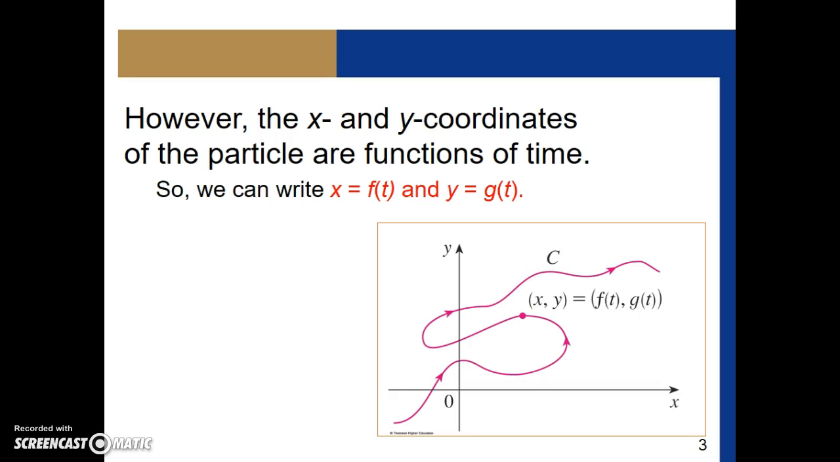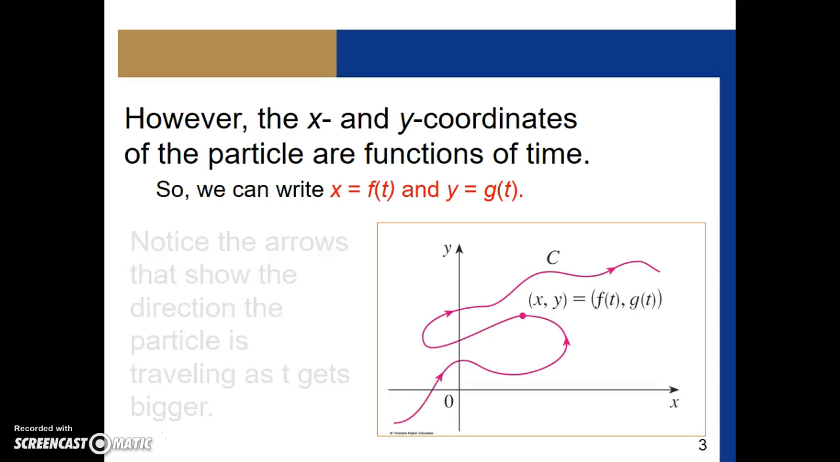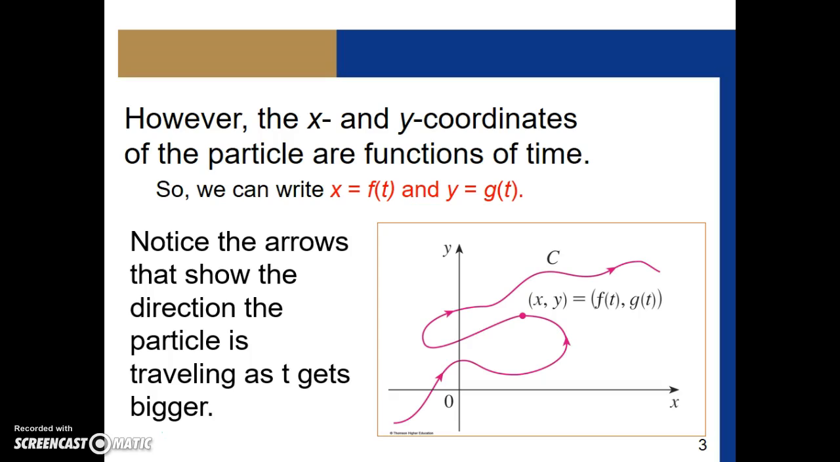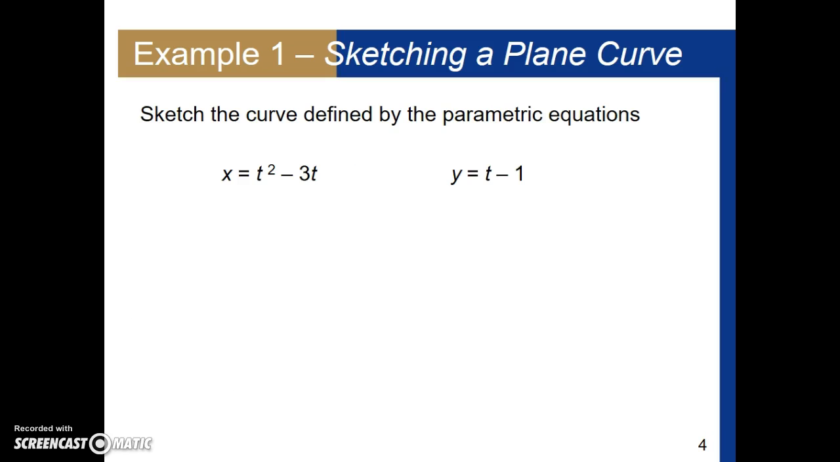So the x and y coordinates of the particle are functions of time. That's why we use t. We also see parametric functions that are functions of angle measures. So we could have a parameter of theta. That's why I said theta is also a parameter that we can use. But by and large, I believe we'll use t. So we can write x is a function of t. We'll call it f of t. Y is a function of t. We'll call it g of t. And the arrows show the direction that the particle is traveling as t gets bigger and bigger and bigger.